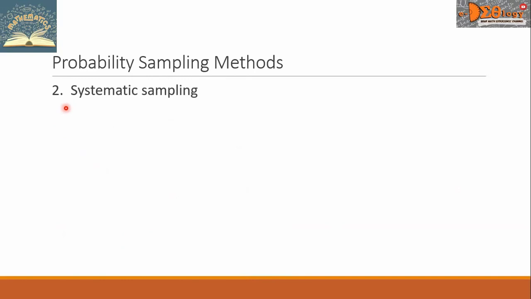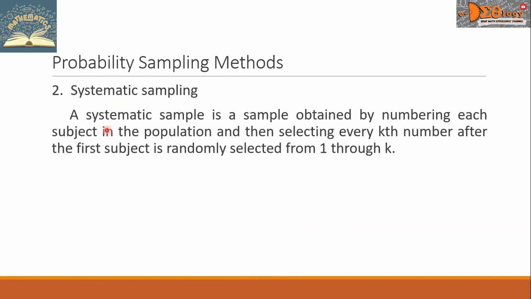The second is systematic sampling. A systematic sample is a sample obtained by numbering each subject in the population and then selecting every kth number after the first subject is randomly selected from 1 through k.